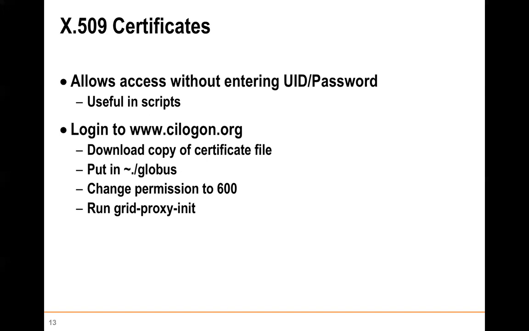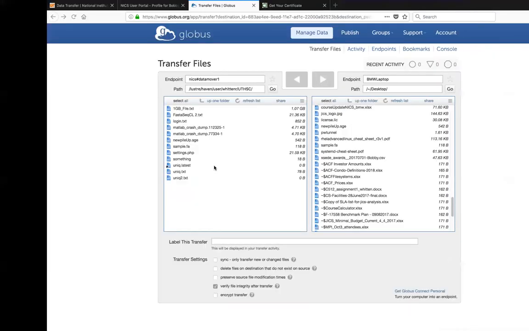So imagine you set up an automated script to copy important files off the ACF back to your laptop every day or every week or whatever. You can set that up, and then you don't have to be there and manually put in your user ID and your password all the time. So when you get there, we'll definitely show you how to do it.